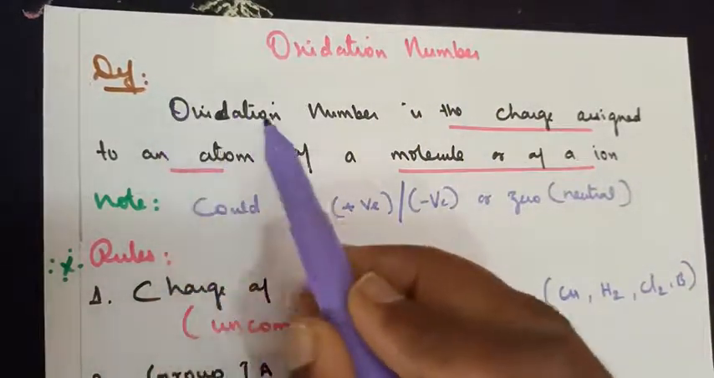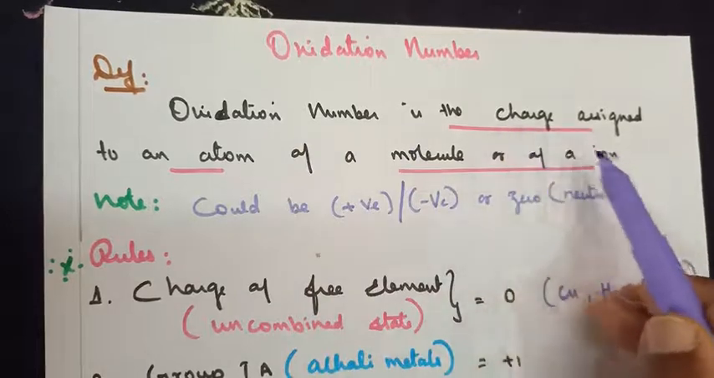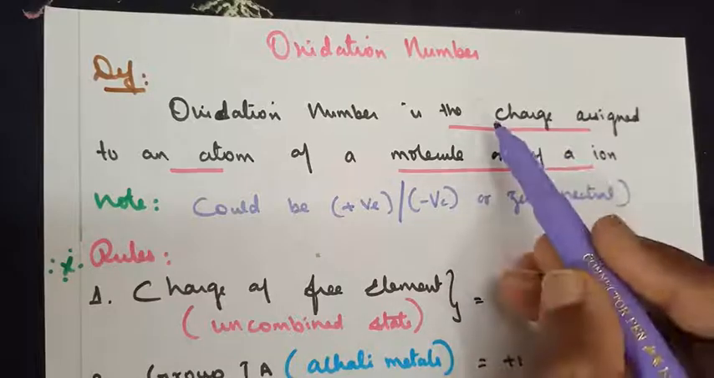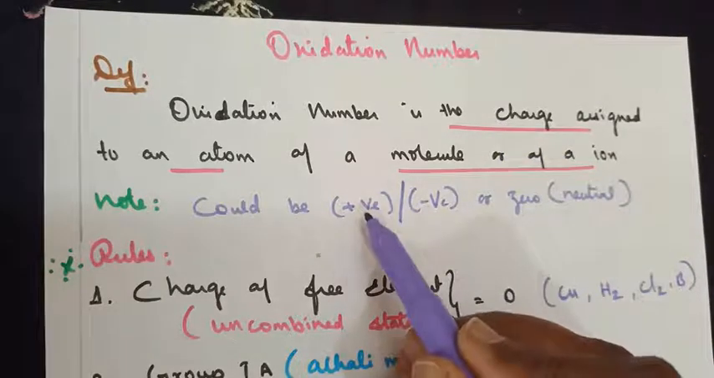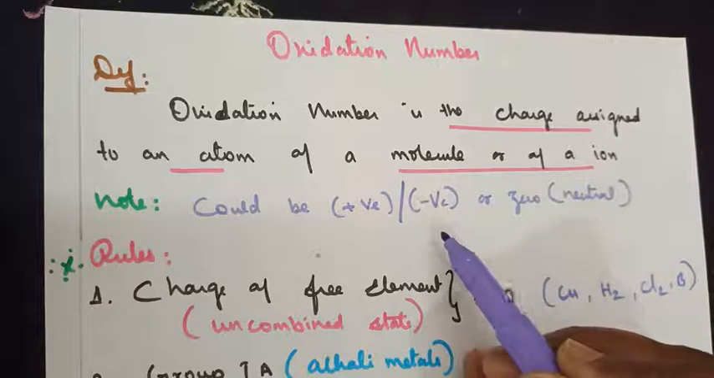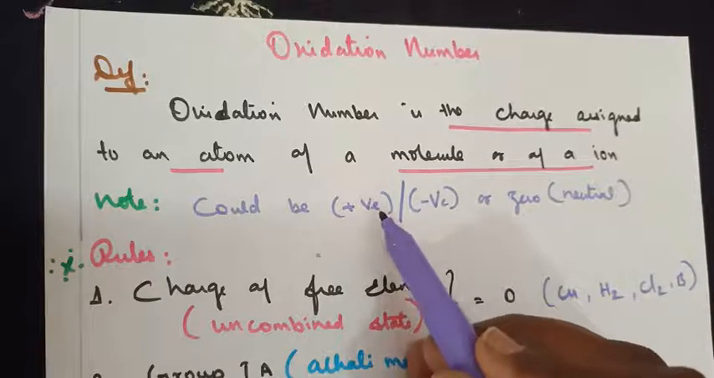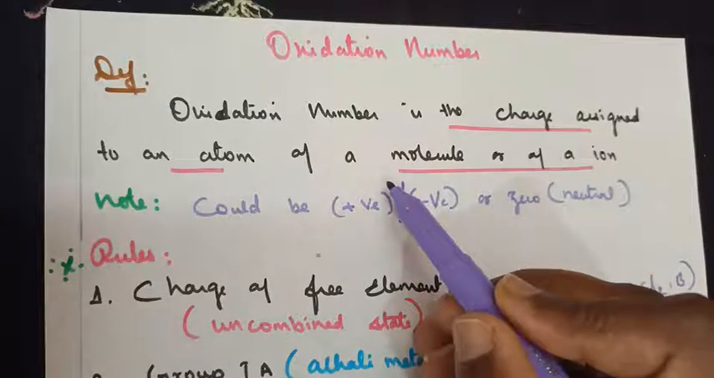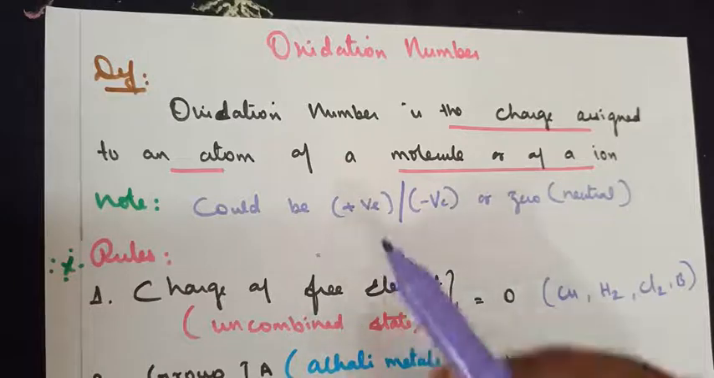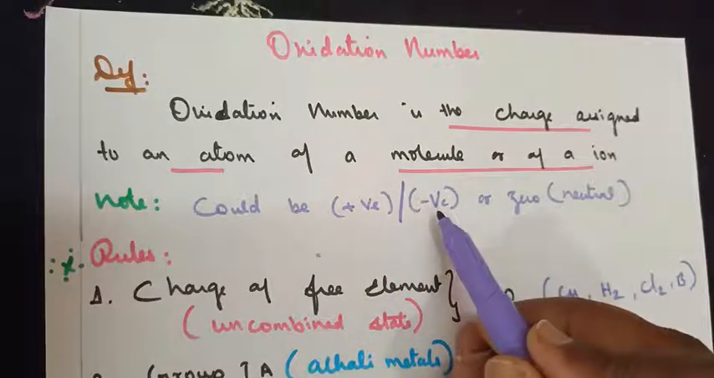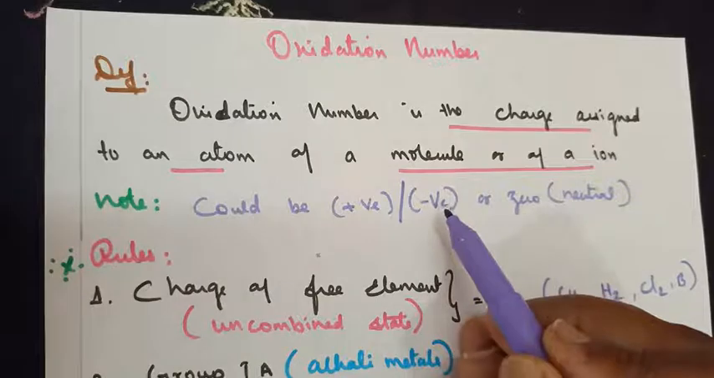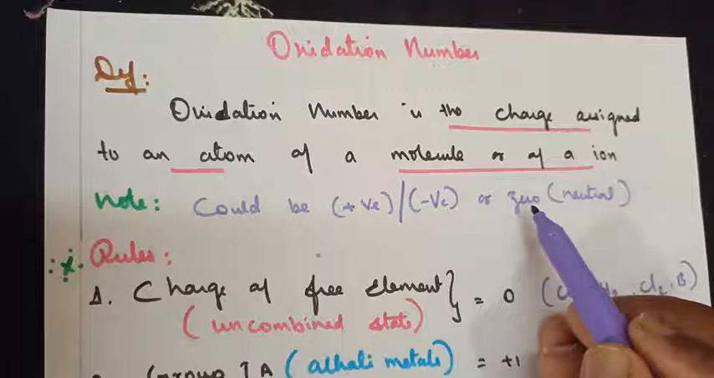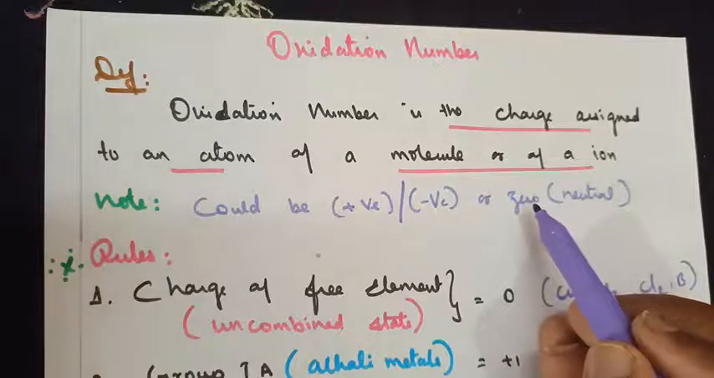The definition says oxidation number is a charge assigned to an atom of a molecule or of an ion. So when you say charge assigned, it may be a positive charge, a negative charge, or zero. Positive always stands for donating the electron, sharing the electron, or giving out electrons, as I told you in the previous class. Negative stands for receiving or accepting the electrons. Now when we say zero, that particular element neither accepts the electron nor donates the electron.